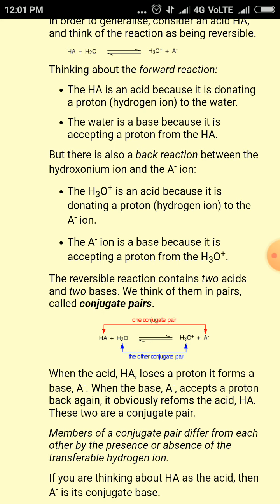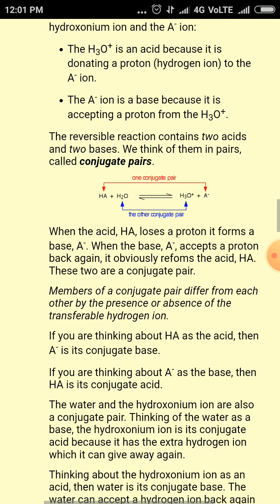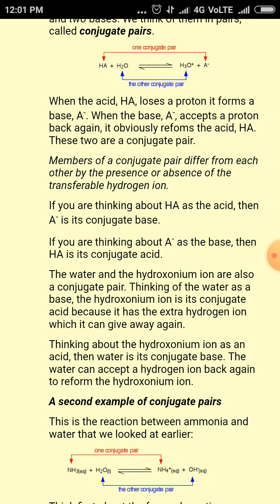We think of them in pairs called conjugate pairs. When an acid HA loses a proton, it forms a base A minus, and when a base accepts a proton back again, it obviously reforms the acid HA. These are two conjugate pairs. So this is about conjugate pairs.